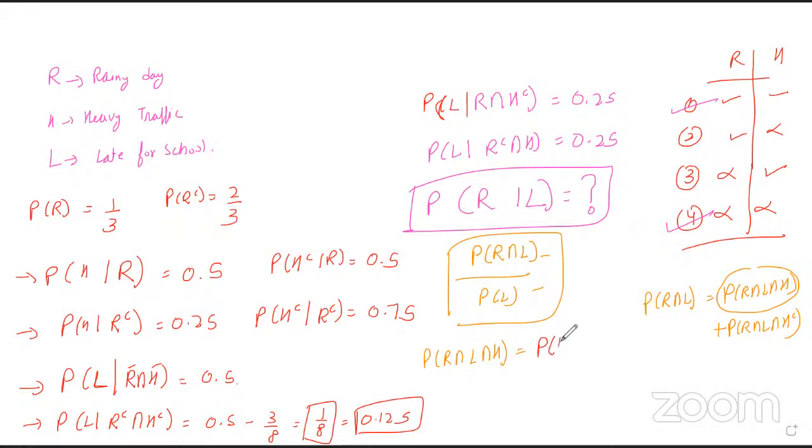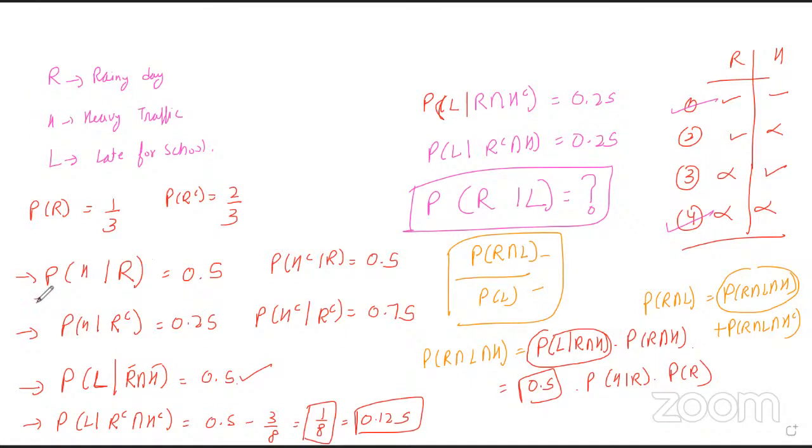I can write it as the probability of L given R intersection H times the probability of R intersection H, right? Yes, sir. This probability I know, right? Yes, sir. It is 0.5. Now, R intersection H, I don't know. So for that, I can write it as H given R times the probability of R. Yes, sir. H given R probability, you know.